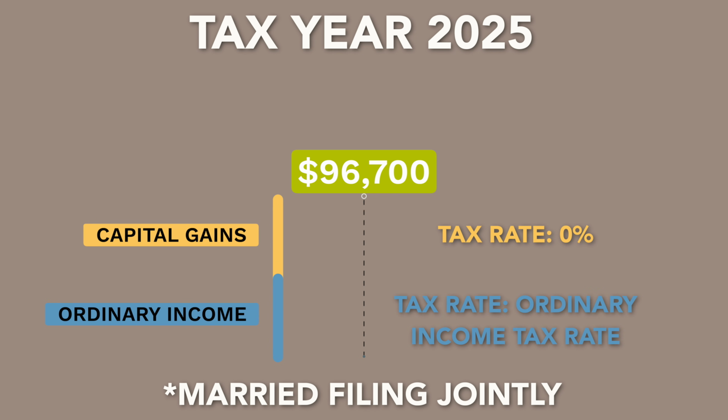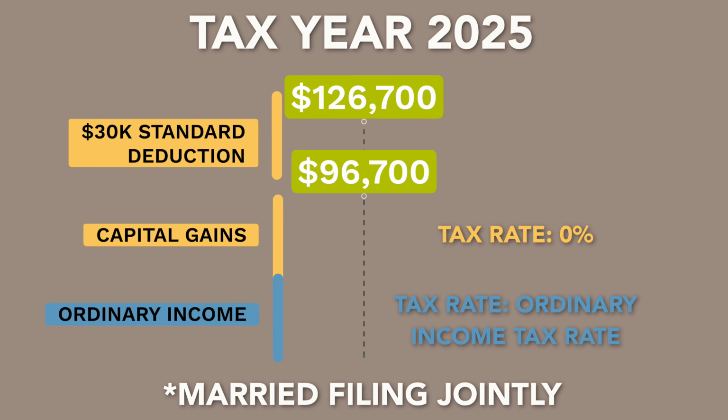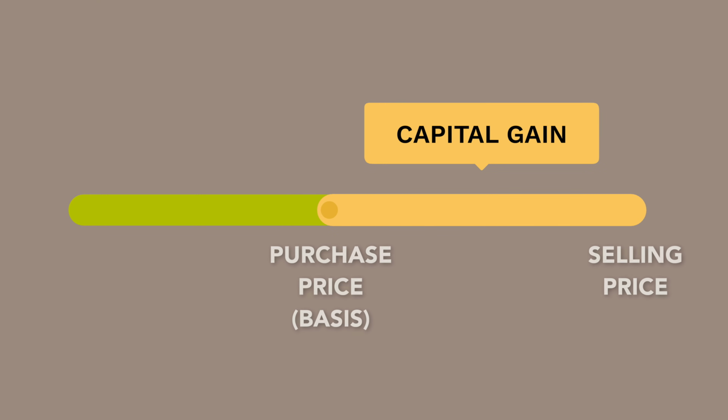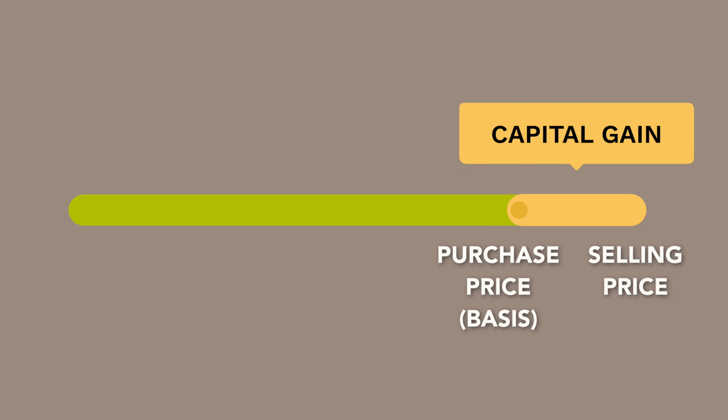And this is taxable income too. So it's an effective adjusted gross income of $126,700 when you include the standard deduction of $30,000. Now, if your income is well below this threshold, it means you could realize tens of thousands of dollars in gains without paying any additional taxes. And by purchasing the investments right away, you reset your cost basis higher, which reduces your potential tax bill in the future.